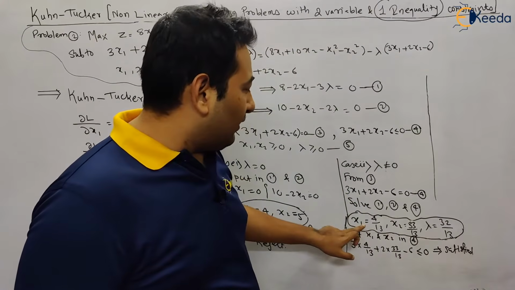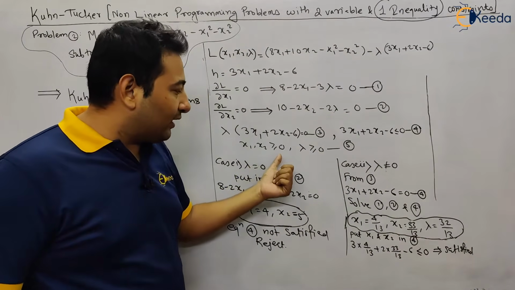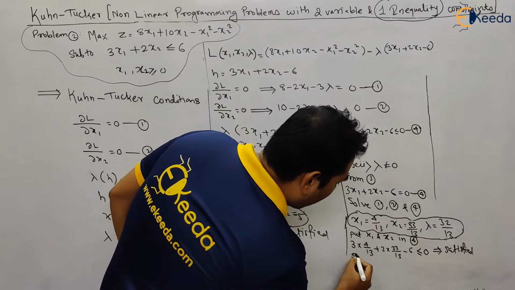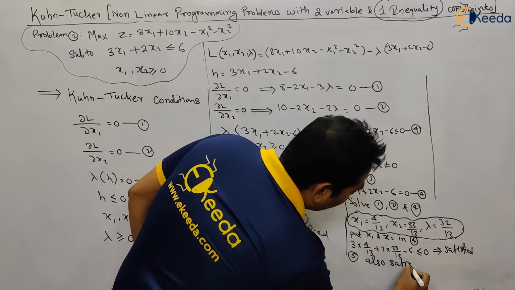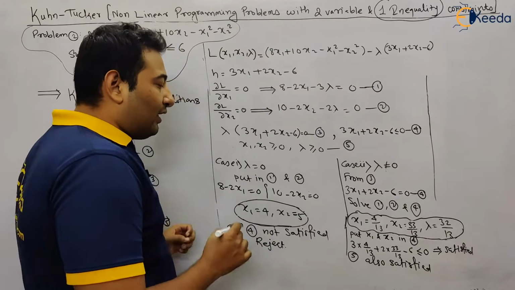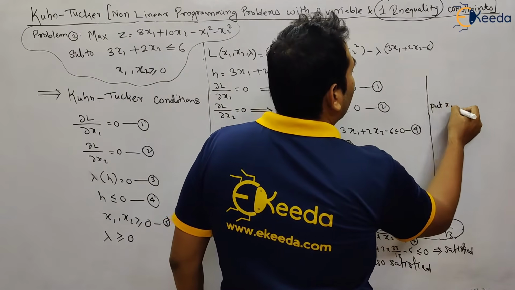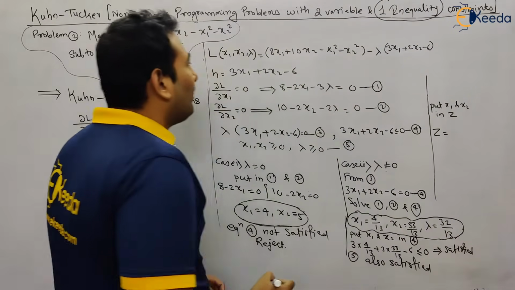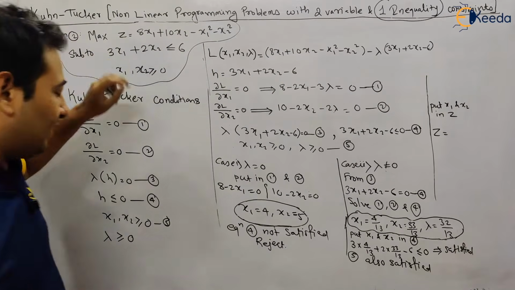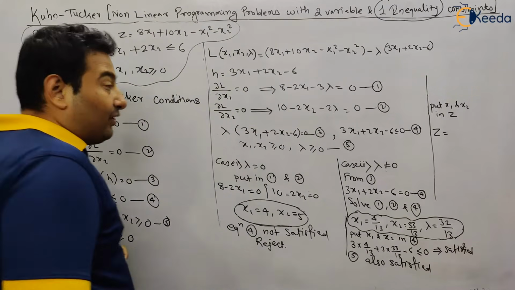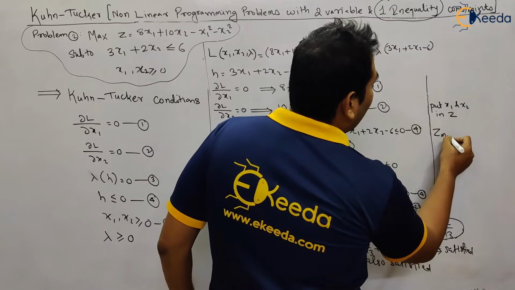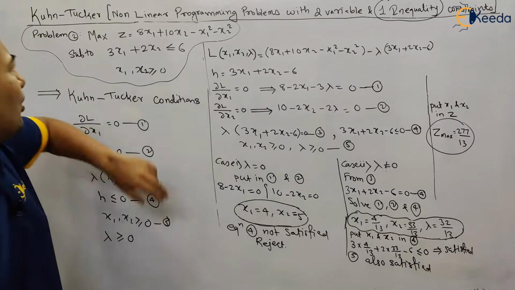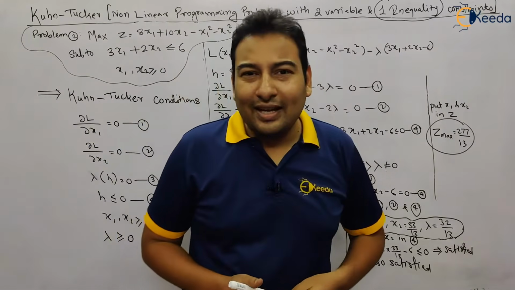And see here, 5 also satisfies. Why? x1, x2 greater than equal to 0, as well as lambda greater than equal to 0. By looking at this, you can say 5 also satisfied. All the equations are satisfied, therefore put x1 and x2 in z to get the solution. And if you put x1 and x2 in this particular equation z, the final answer that you're getting is, obviously that is a maximum value, 277 upon 13. No need to check whether it is maxima or minima, it's already provided in the problem. Hope this is clear. We're done with it.